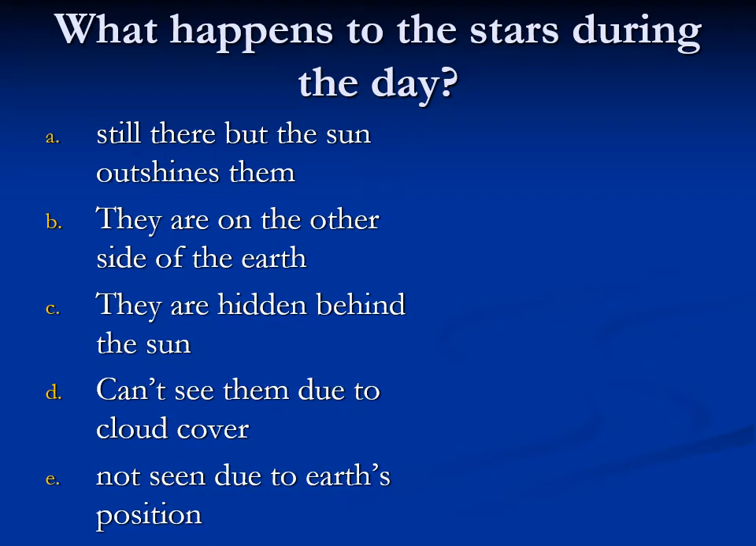So that brings me to my next question. What happens to the stars during the day? When it's daytime outside, why don't we see stars? A, they're still there, but the sun outshines them. B, they're on the other side of the Earth. C, they are hidden behind the sun. D, we can't see them due to clouds covering them. E, not seen due to the Earth's position in space.